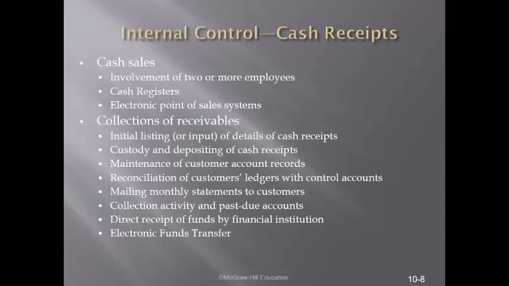The collection of receivables from credit customers involves many controls, including making an initial list of all cash receipts. Custody and deposit of the receipts and maintenance of the accounting records should be separated. Reconciliation of subsidiary customer accounts to the control account and the mailing of monthly statements can detect errors and sometimes fraud. Collection activity and past due accounts should be reviewed to detect possible fraud. And last, if possible, direct deposit of funds into the company's bank account reduces paper flow and increases internal control.